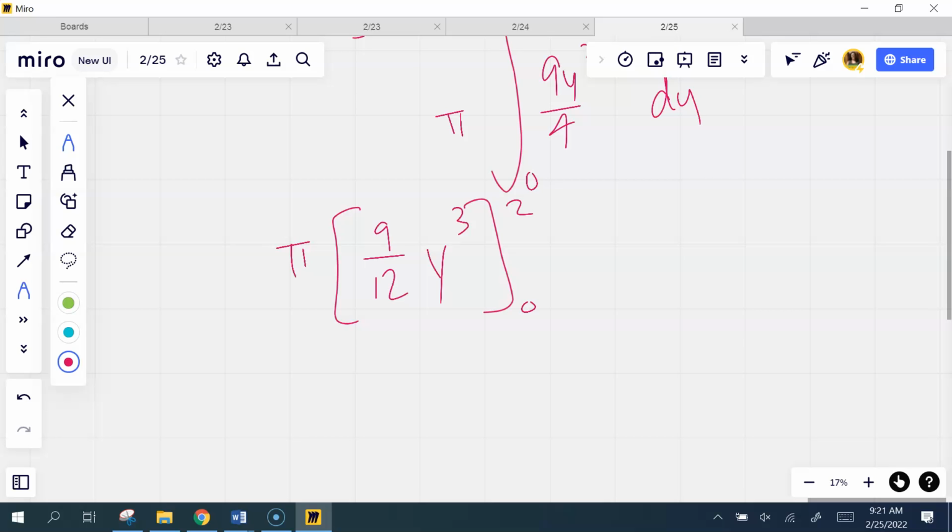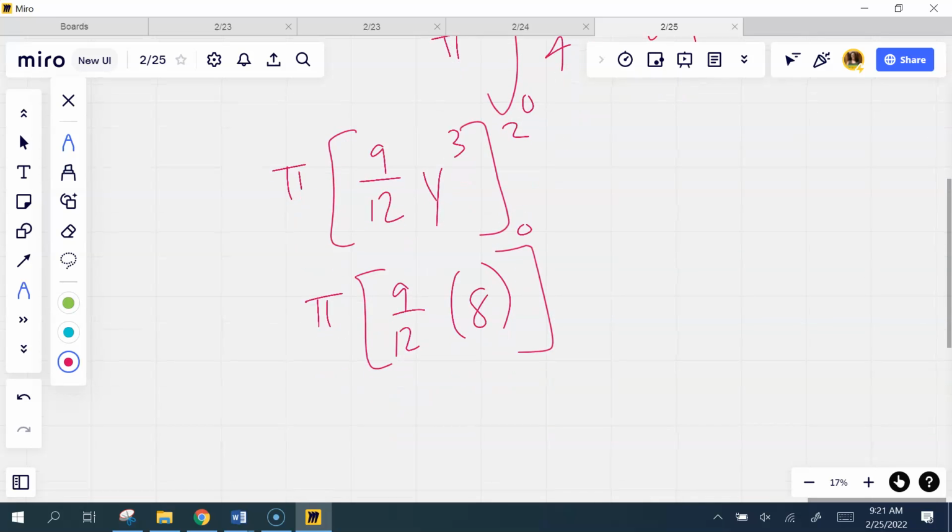If I plug in a 2, 2 to the third is what? Come on, calculus, 2 to the third. I don't have to do the 0 because 2 to the 0 is 0. Let's see. 4 and 4 goes into that 2 times, goes into that 3 times. That becomes 3 times 2, 6 pi. Yes.